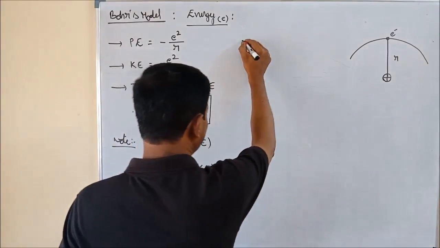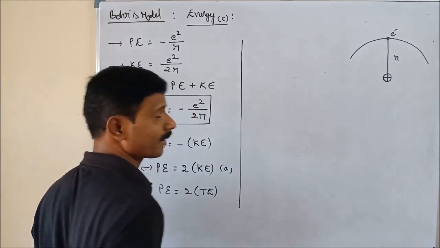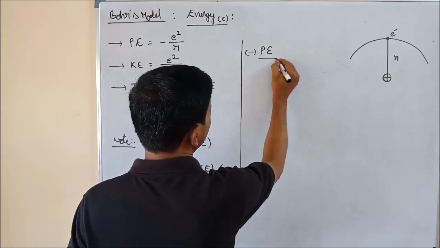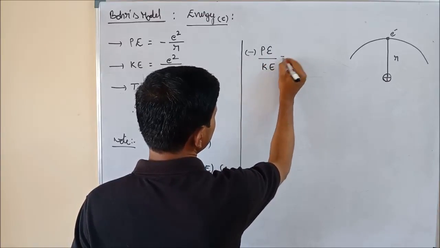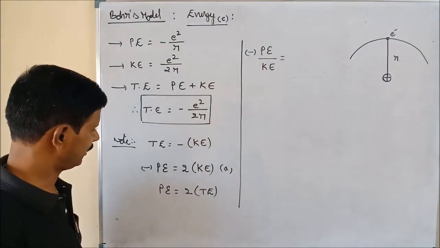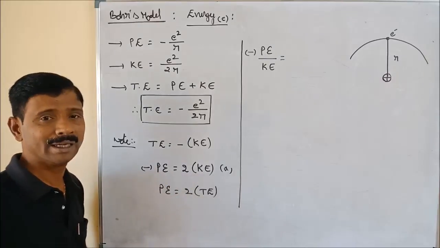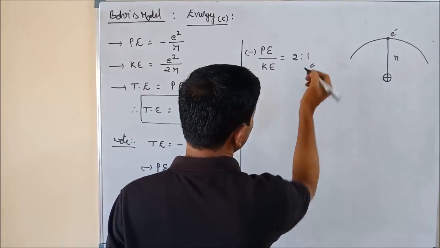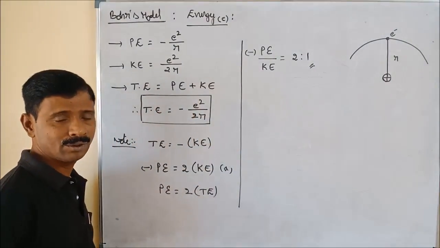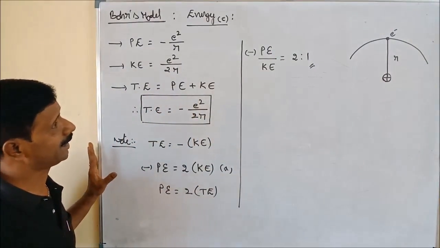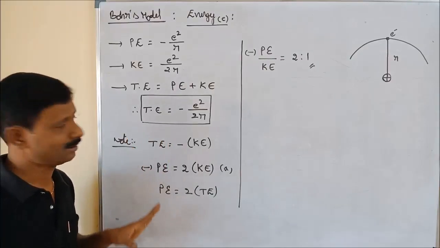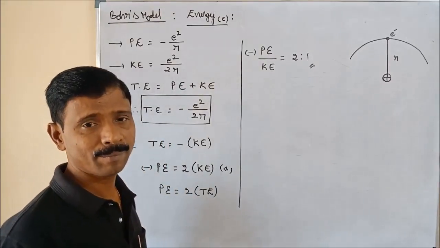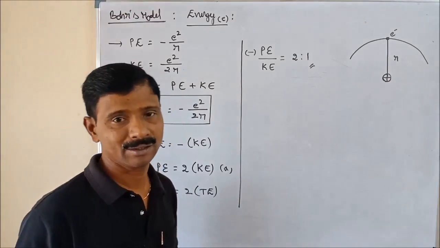Now in any orbit, if you observe the ratio between potential energy and kinetic energy of the electron, potential energy equals 2 into kinetic energy. So that means the ratio is 2 is to 1. That point you have to remember. So this is regarding the fundamental relations between total energy, potential energy and kinetic energy of the electron.